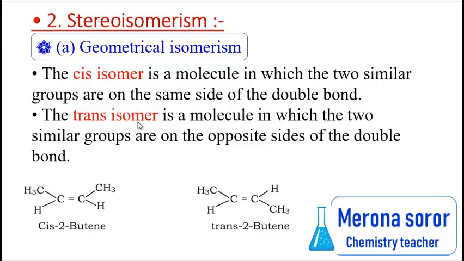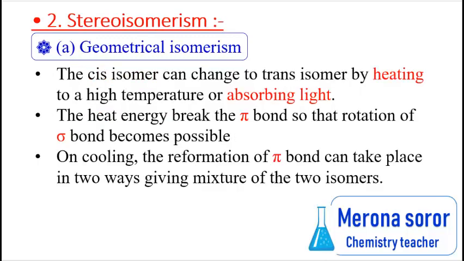The trans isomer is a molecule in which the two similar groups are on the opposite side of the double bond. The cis isomer can change to trans isomer by heating to a high temperature or absorbing light.